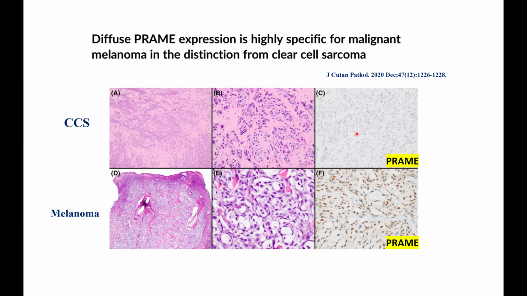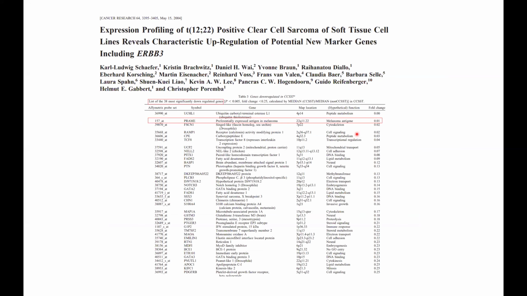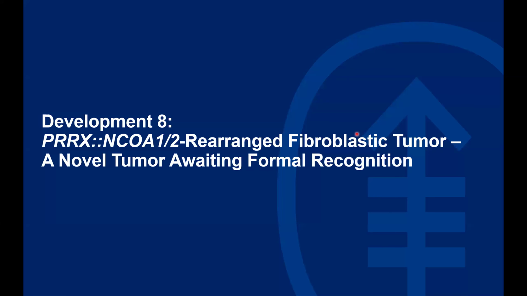Melanomas are always positive. And the reason PRAME is consistently negative in clear cell sarcomas, from another study, is that we know now PRAME is one of the most downregulated genes in clear cell sarcoma. We know that for a long time from basic science. So it's this very nice, helpful tip. If you consider clear cell sarcoma and the PRAME is strongly diffusely positive, you're not dealing with clear cell sarcoma.